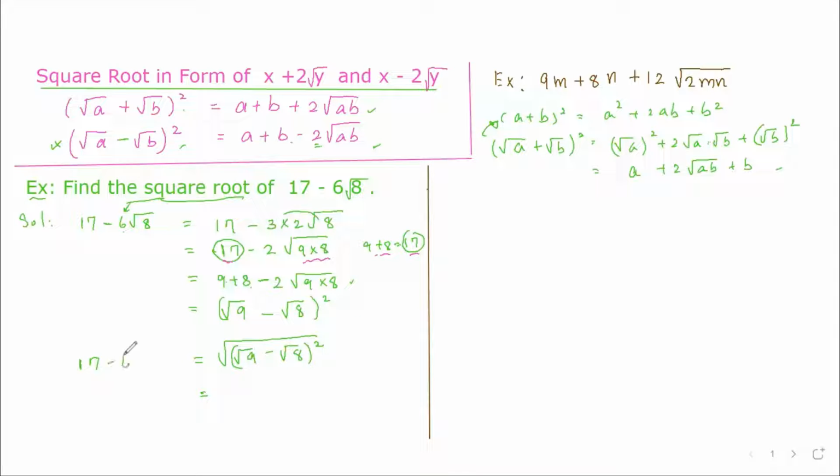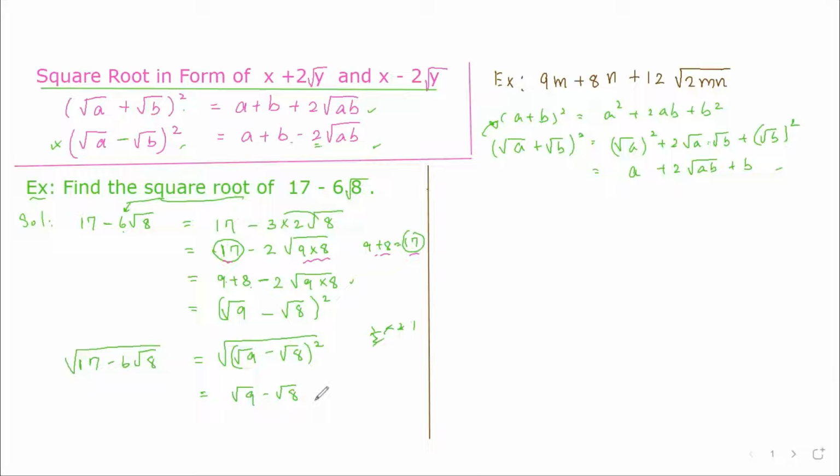17 minus 6 square root 8. You should take the square root of both sides. Okay, take the square root of both sides. So then this one, square root means power 1 over 2, right? Power 1 over 2 times the index 2 here, so cut, so 1. Then you are left with square root 9 minus square root 8. Okay, so that's the answer.